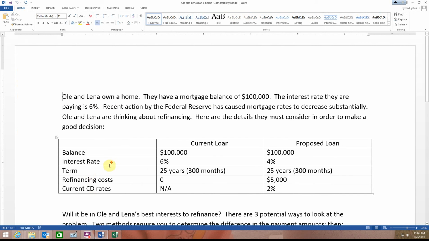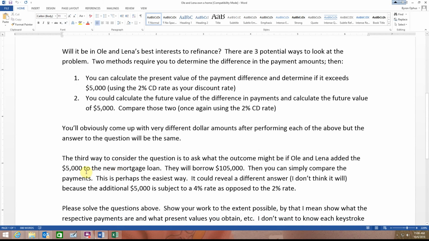Now option 3 then says, okay, the third way to consider the question is to ask what the outcome might be if Ole and Lena added the $5,000 to the new mortgage loan. Right, so they're going to borrow $105,000, and then you can simply compare the payments. This is perhaps the easiest way. Could reveal a different answer.